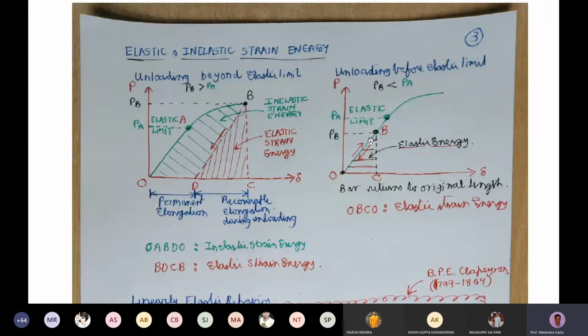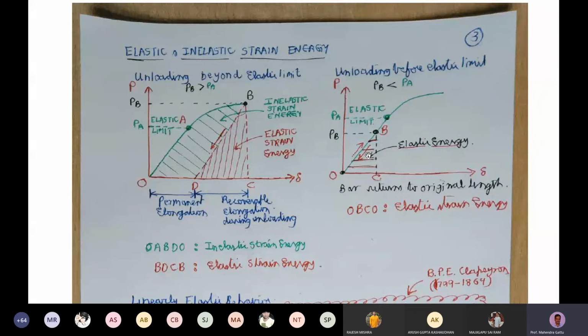As long as PB is less than PA, the bar will regain its original shape, and the energy stored in the bar is given by OBCO. When you unload the bar from PB, it will return to the original shape, and it will recover all the elastic energy which is stored. This energy will be recovered. However, if you unload beyond the elastic limit, that is what is shown here.